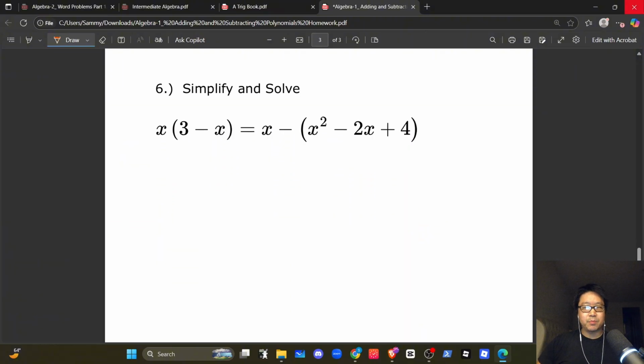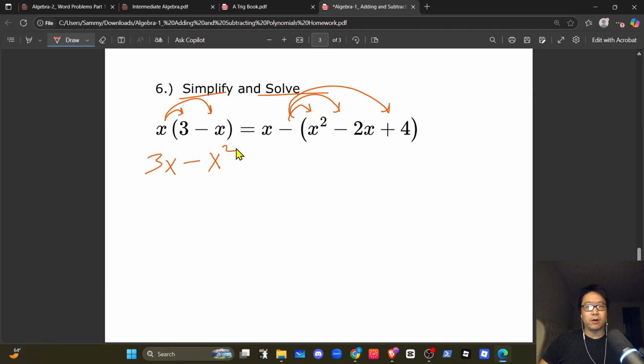Last example, again, simplify and solve. All right, so let's start by distributing. When we do that, we get 3x minus x squared on the left side. On the right side, we get x minus x squared plus 2x minus 4. Basically, all the signs flip for this second polynomial in the parentheses because it's being multiplied by this negative.